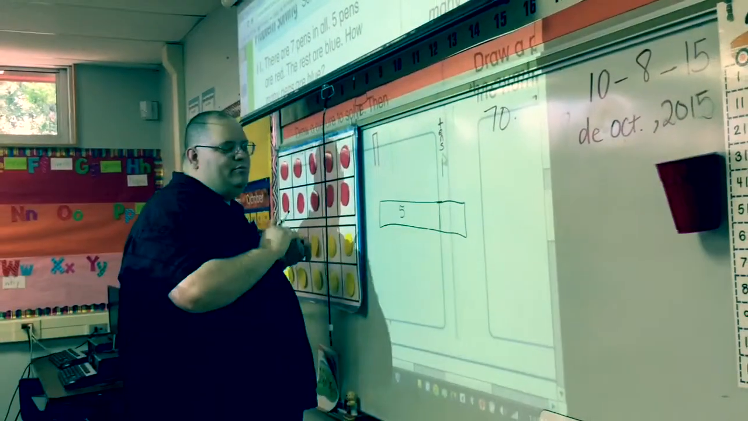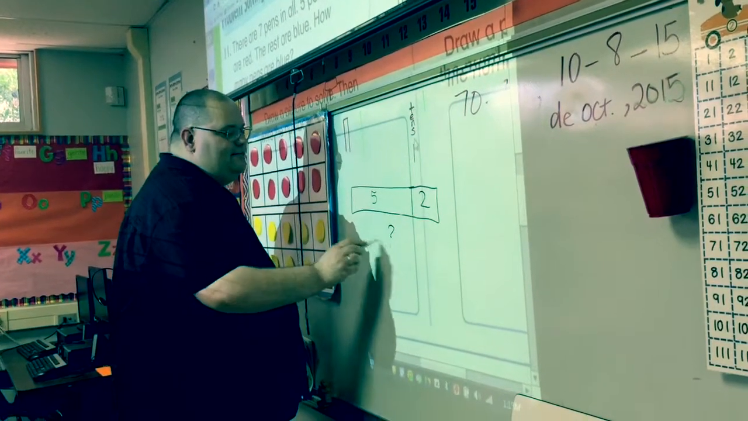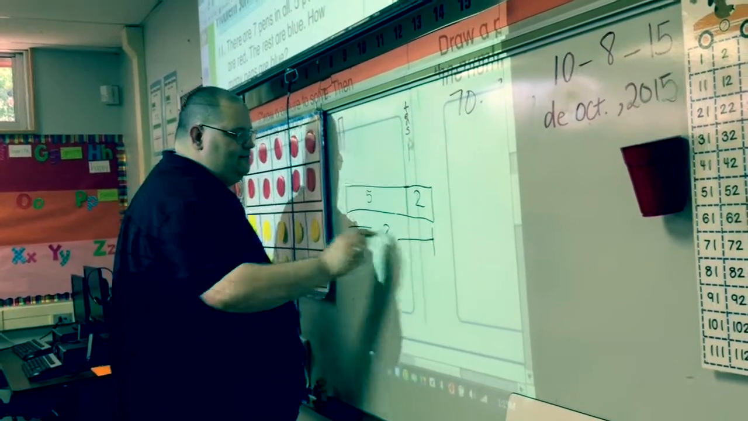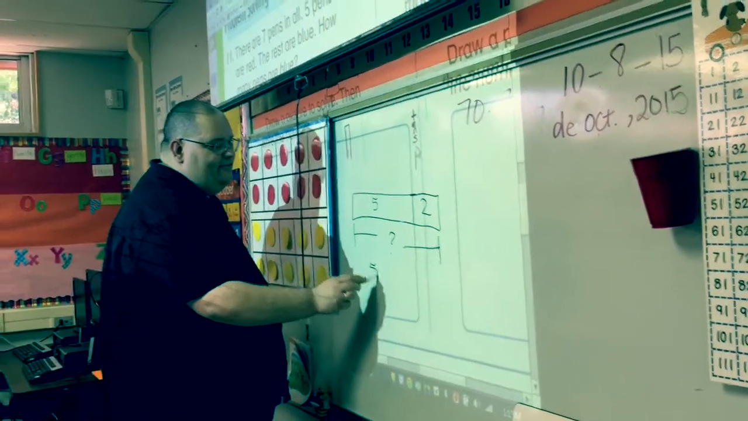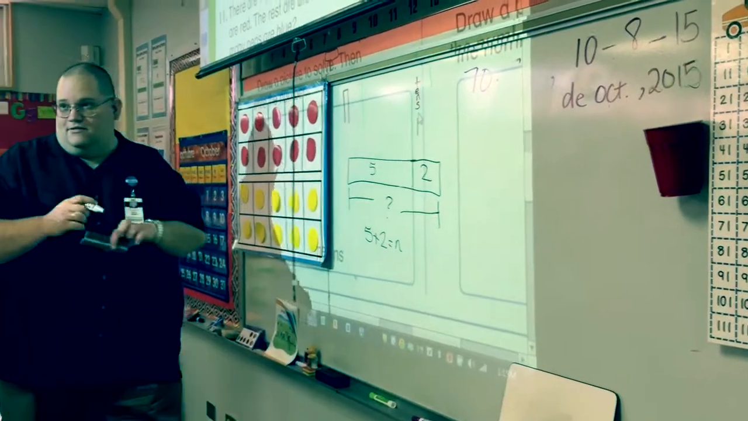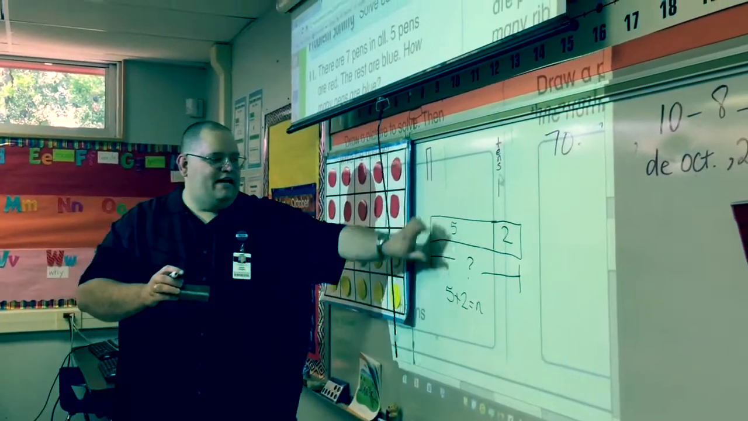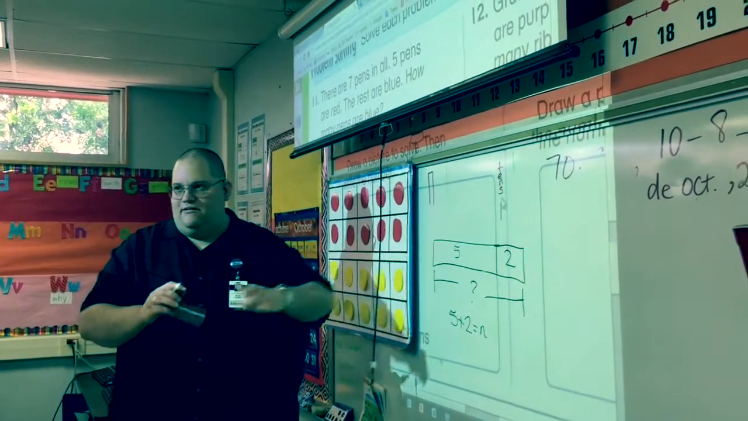I had 5 blue pins, then I bought 2 red pins. How many pins did I have altogether? Then I have 5 plus 2 equals n, is your equation. But you see how the equation matches exactly whatever the picture is in the strip diagram. Right.